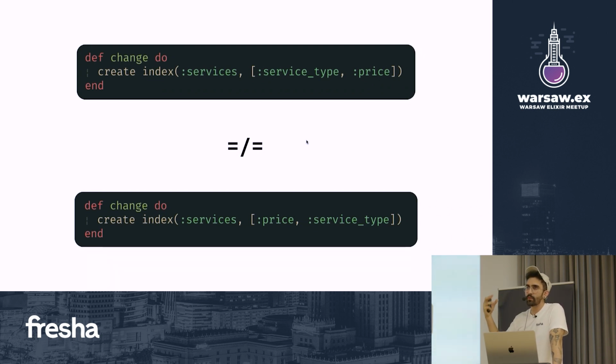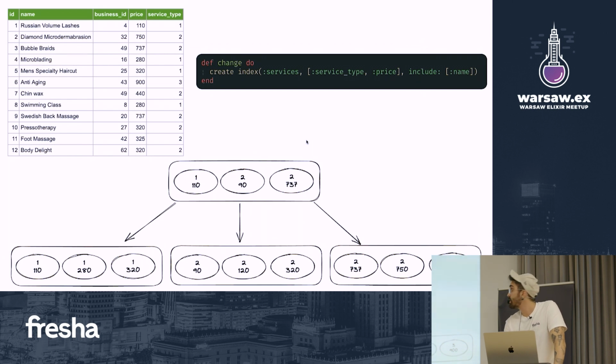You need to take that into consideration if you want to use the indexes. Now I want to show another thing that Postgres supports, and Ecto also has good support for it, pretty similar as you can see, which is include.